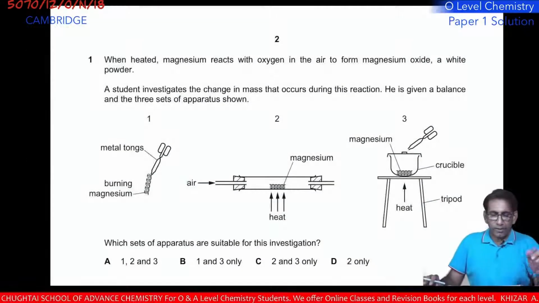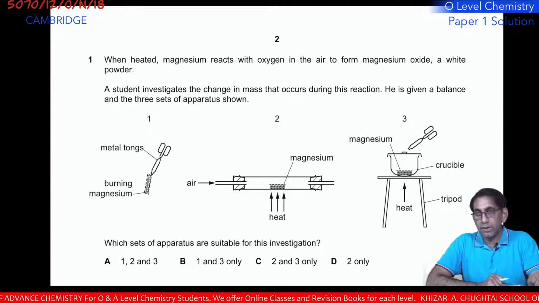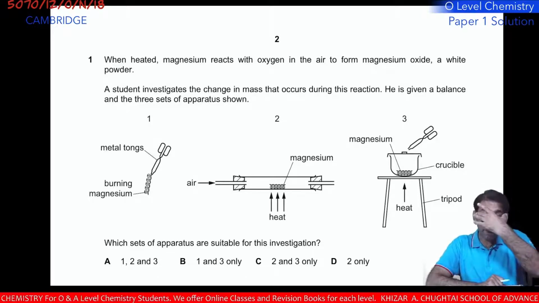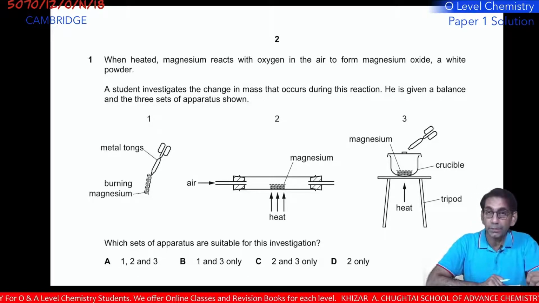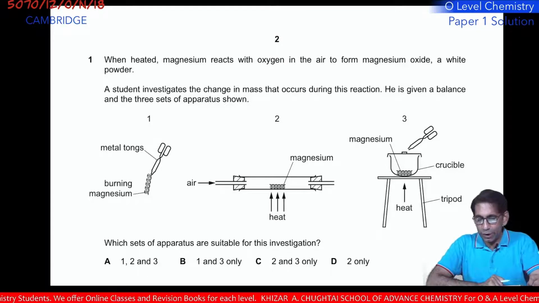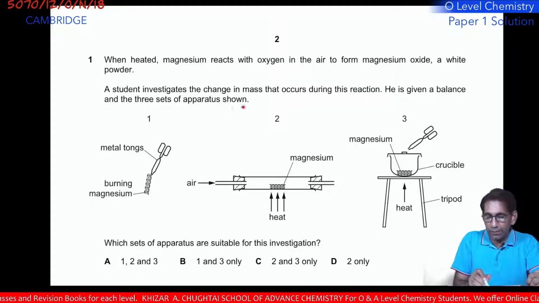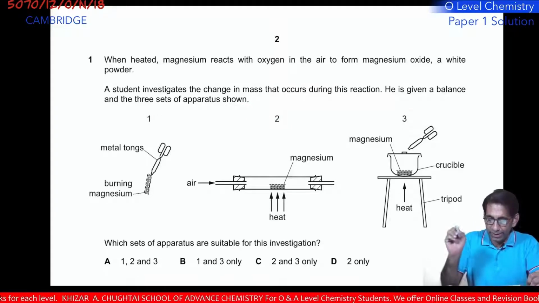Let's start from question number 1. When heated, magnesium reacts with oxygen in air to form magnesium oxide, a white powder. A student investigates the change in mass that occurs during this reaction. He is given a balance and three sets of apparatus as shown: number 1, number 2, and number 3 set.